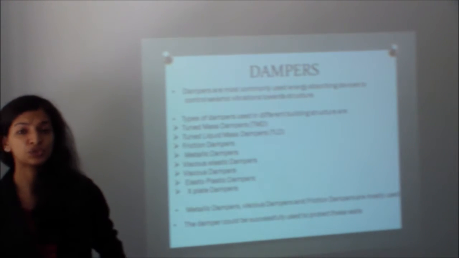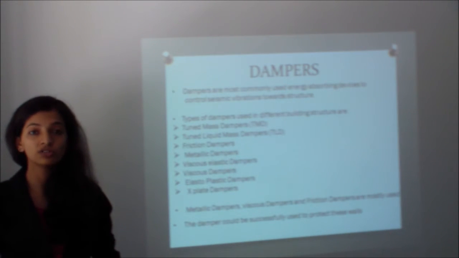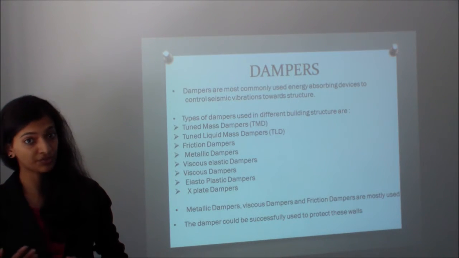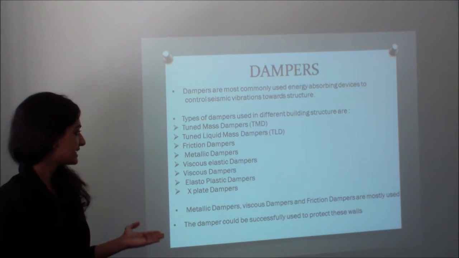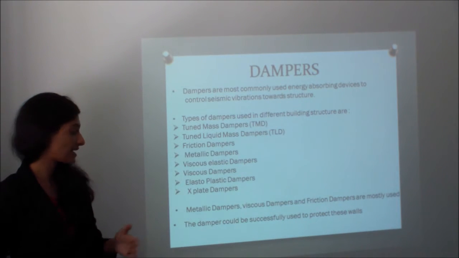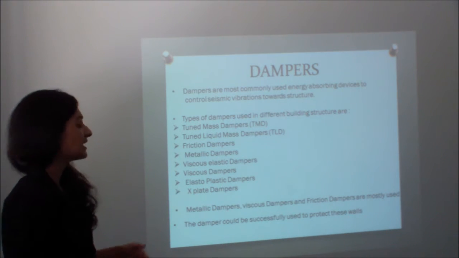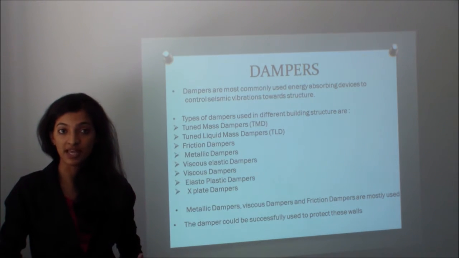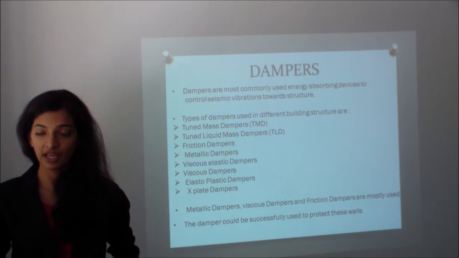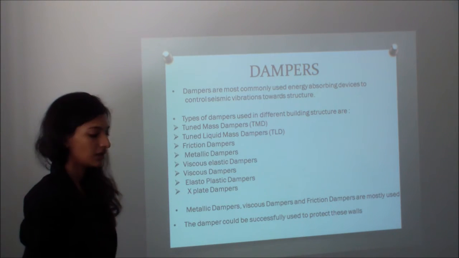Mainly the dampers are used to control the seismic effect on the structures, and the most commonly used energy absorbing device is the damper. Dampers are of different types. They are metallic dampers, friction dampers, tuned mass dampers, tuned liquid mass dampers, elastoplastic dampers, X-plate dampers, etc. Metallic dampers, viscous dampers and friction dampers are most commonly used to avoid seismic vibration towards the structure.